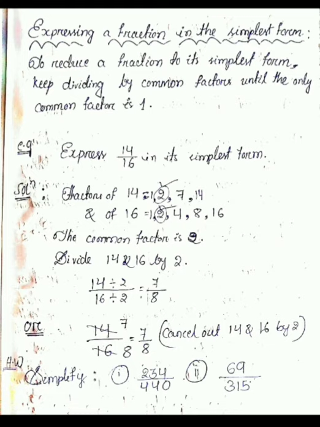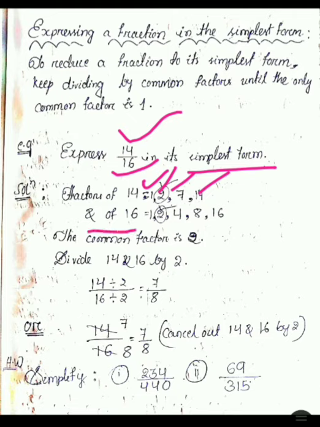Number 1: express 14 by 16 in its simplest form. Again I am reading it. Express 14 by 16 in its simplest form. So students, first you have to find out the factors of 14 and the factors of 16. Then you have to find out the highest common factor. Here I have found the factors of 14 are 1, 2, 7 and 14. And the factors of 16 are 1, 2, 4, 8 and 16.